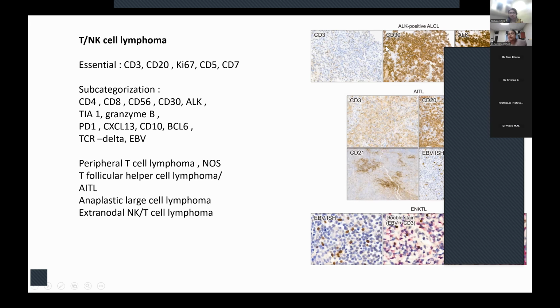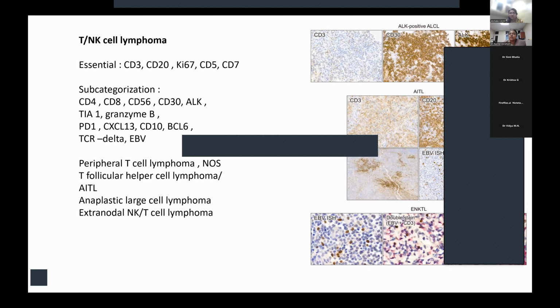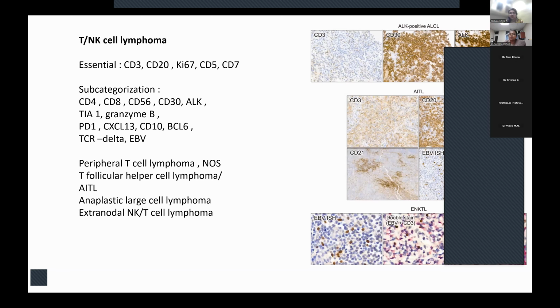So these are just pictorial representations of a few lymphomas. So the ALK positive ALCL, you have to remember that they will be very strongly positive for CD30 and ALK, but they may be negative for the lineage marker CD3. So in such cases, you may have to apply additional T cell lineage markers like CD2, CD5 or CD7, etc.